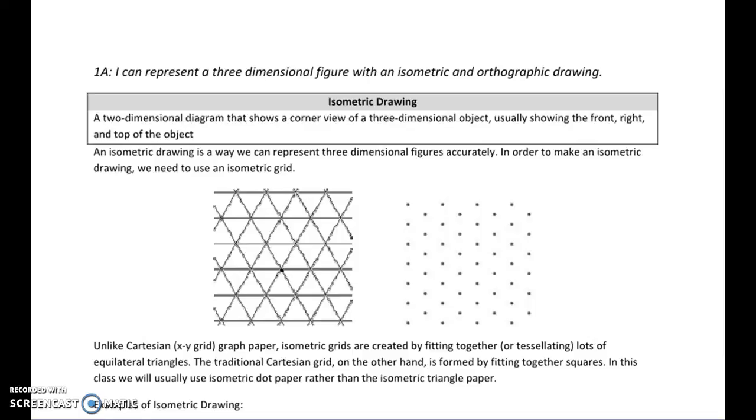An isometric drawing is a two-dimensional diagram that shows a corner view of a three-dimensional object, usually showing the front, right, and top. Isometric drawings are done on isometric paper. You guys are used to using graph paper, which is paper formed by tessellating squares over and over again. Well, isometric paper is formed by tessellating equilateral triangles over and over again and then getting rid of the lines.